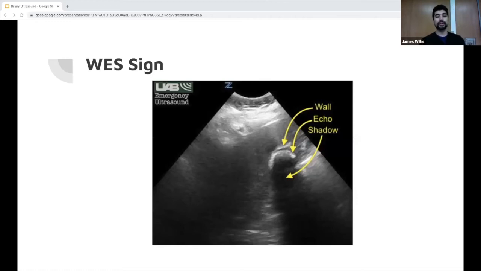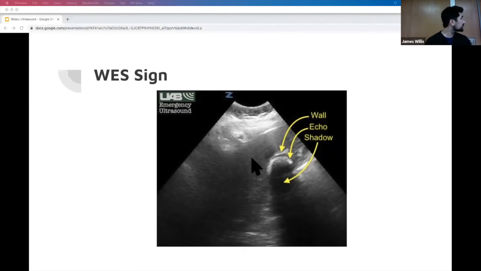So then we'll talk about the WES sign. Essentially, what the WES sign is, you see a contracted gallbladder over a stone or a collection of stones. Because of that, you don't see the posterior wall of the gallbladder, and that's normally because the acoustic shadowing is covering it. WES stands for wall echo shadow, which you can see clearly over here.